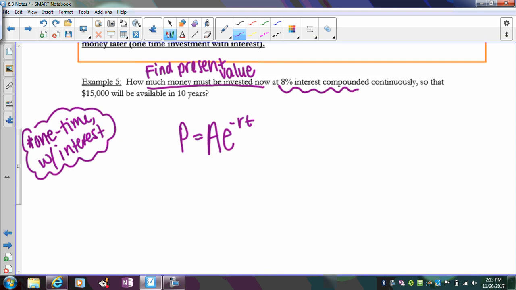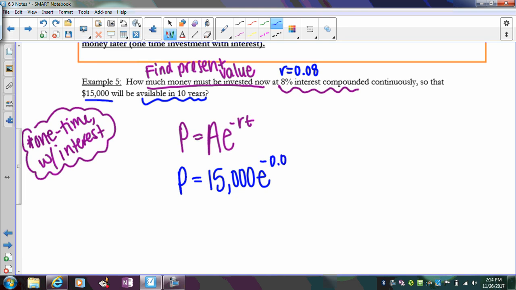It says we want $15,000. So how much will be invested now with an 8% interest so that $15,000 will be available in 10 years. My time frame is 10, my interest is 8%, and we want to get 15,000. So P equals 15,000, that's my amount, times e to the rate, which is 0.08. Make sure you have that negative there. And then my time frame is 10 years.